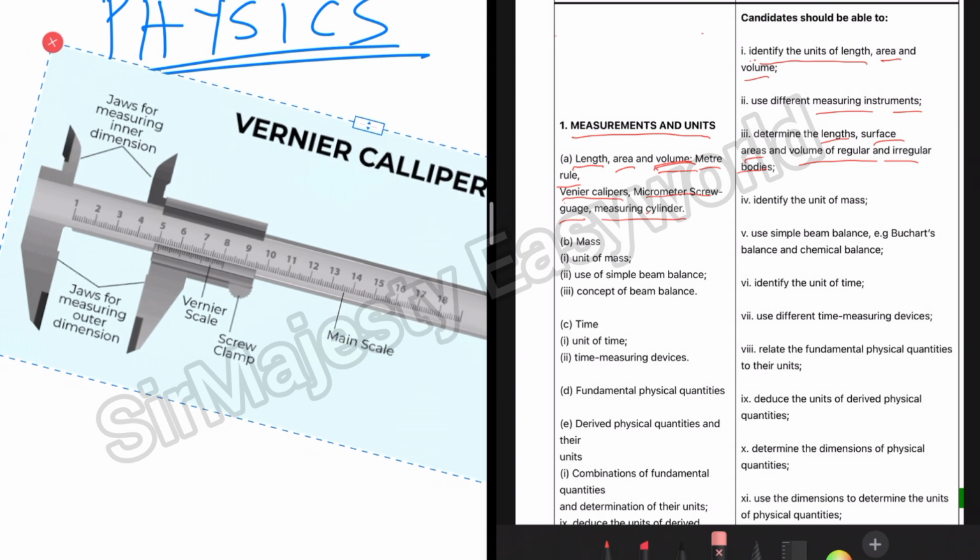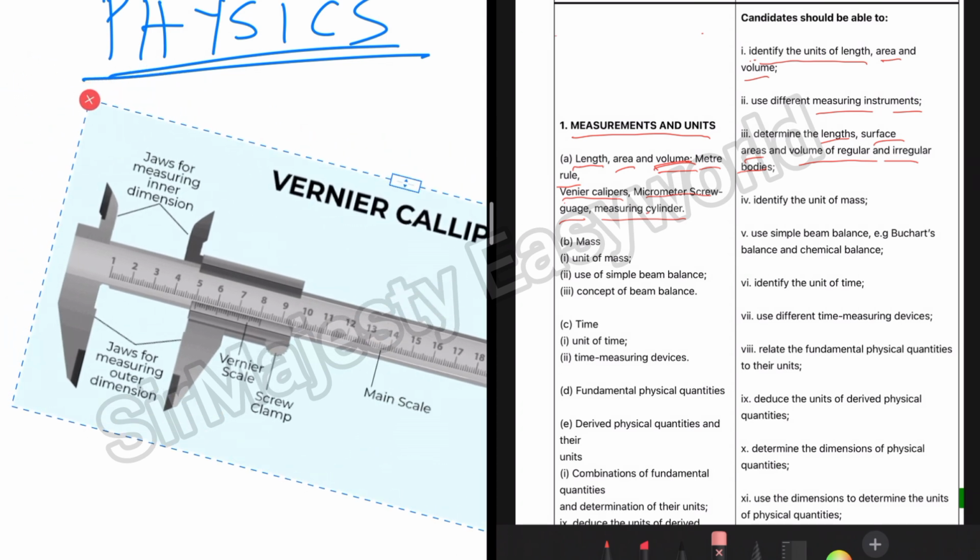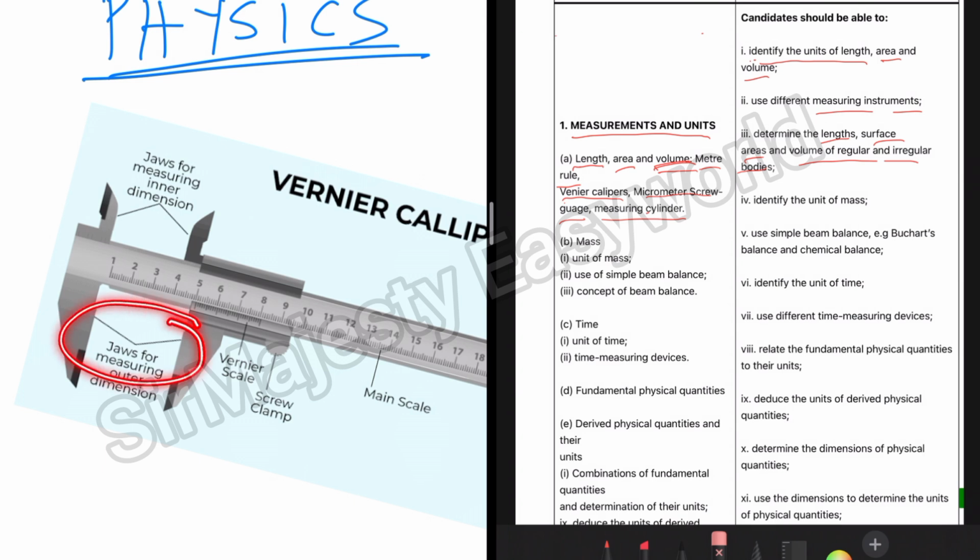It's used to measure distances of objects that are quite small, but not very, very small. For example, your test tube, you want to measure the thickness. This is what you use. These are the jaws. You clamp your instrument within the jaws, what you want to measure, and then you move this screw clamp either forwards or backwards until it's tightened within the jaws.